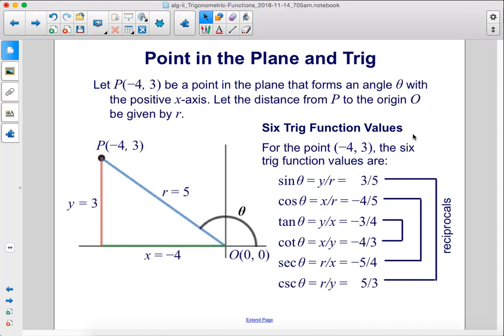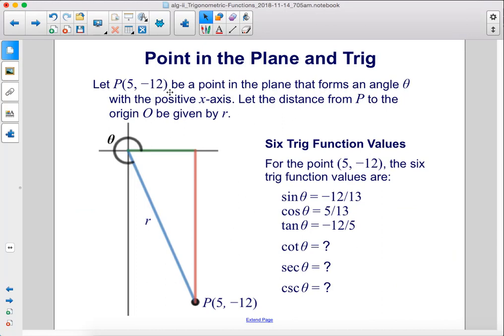But our 6 trig functions are going to be sine theta equals y over r, so that's 3 over 5. Cosine theta is x over r, so that's -4 over 5. Tan theta is y over x, so that's -3 over 4. Well, it's positive 3 over -4, but the negative sign moves to the front. Cotangent theta is x over y, so that's -4 over 3. Secant theta is r over x, so that is 5 over -4, or -5 over 4. Cosecant theta equals r over y, which is 5 over 3.